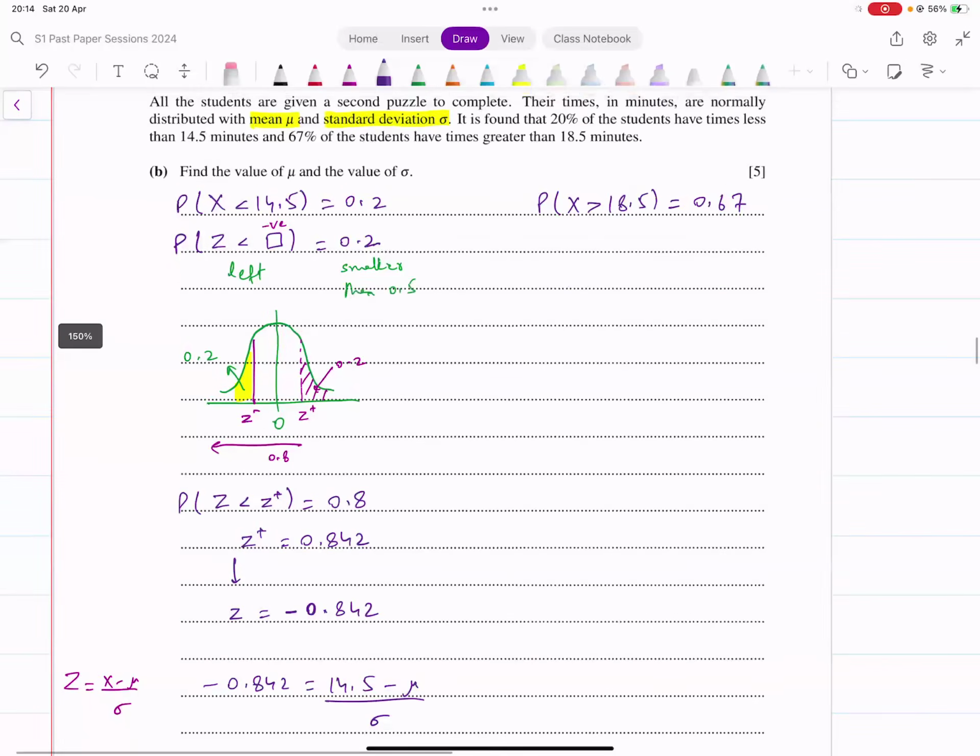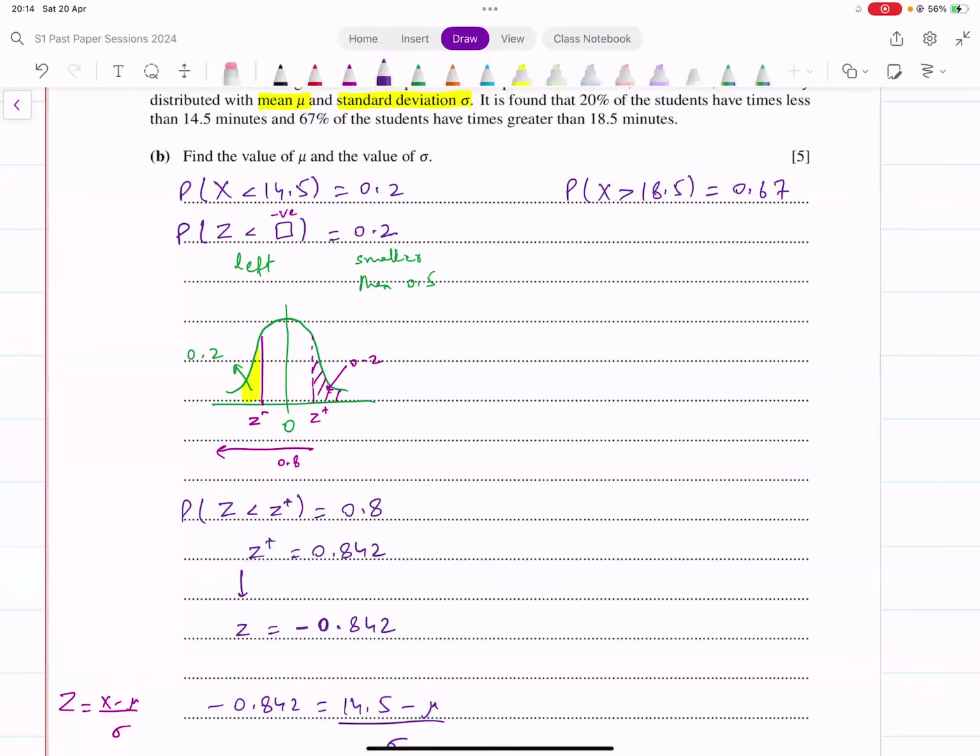Now we repeat this process for that second piece of information. We say, okay, let's write this in terms of z. First of all, z greater than some value now is equal to 0.67. Okay. Now, again, we need to figure out whether the z value is positive or negative. How do we do that? We can, again, think of the normal distribution curve. This is what the curve looks like.